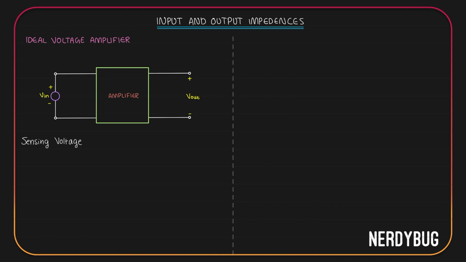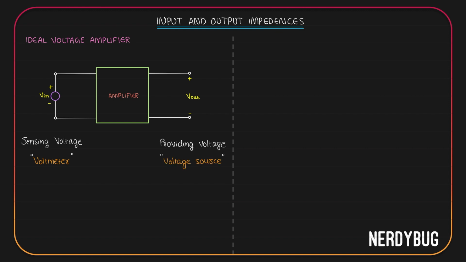What do we call a device that senses voltage? We call it a voltmeter. So we could say on the input side, the amplifier is acting as a voltmeter. Now, what is it doing on the output side? Here, it is providing some voltage to another circuit. So we can say on the output side, the amplifier is acting as a voltage source.